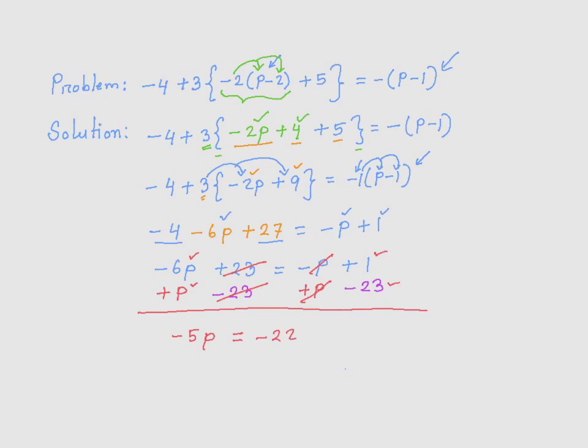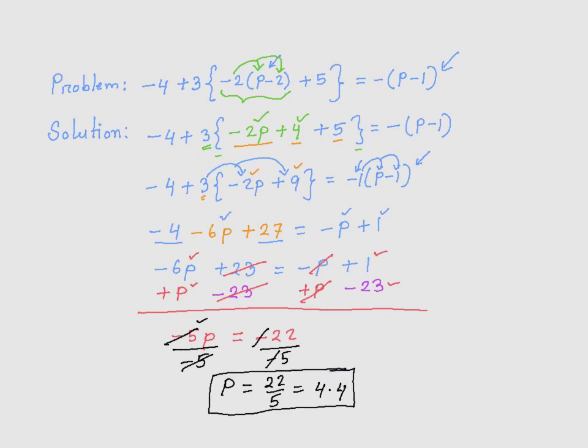Now I'm going to divide both sides of this equation by -5 because I would like to get rid of this -5 on the left hand side. So -5 and -5 cancel out on the left, and that gives me P on the left hand side. And then on the right hand side, negative and negative is going to cancel, and that's going to give me 22 over 5. If you simplify it, it's going to be 4.4. So P is equal to 22 over 5 or 4.4.